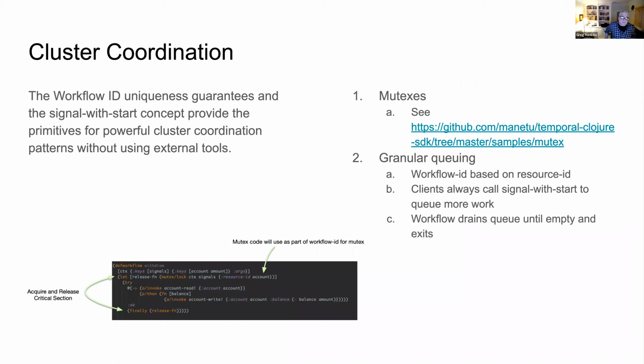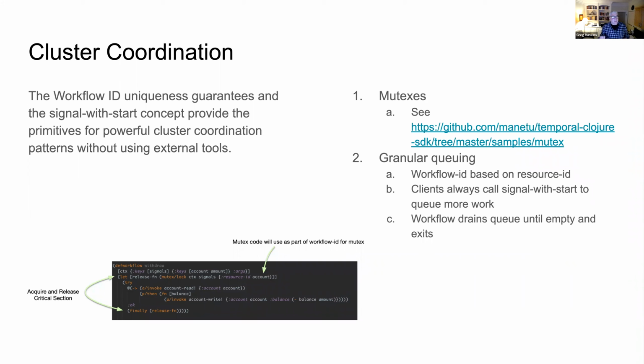So, cluster coordination, this is one of the things I alluded to earlier. The two things I mentioned that make this possible and very powerful are the notion of the workflow ID uniqueness. When you create a workflow, you can either ask Temporal to assign a random workflow ID, or you can assign one yourself. The platform guarantees that there'll only be one workflow ID instance alive at any point in time, right? So if you try to back-to-back create two workflows with the same ID, the second one will fail, it'll get an exception.